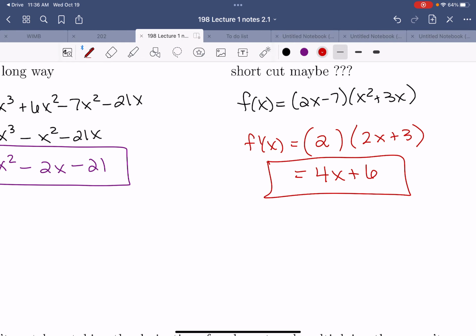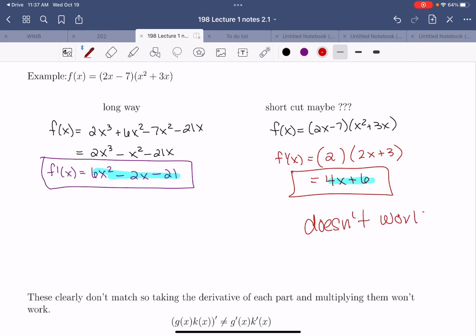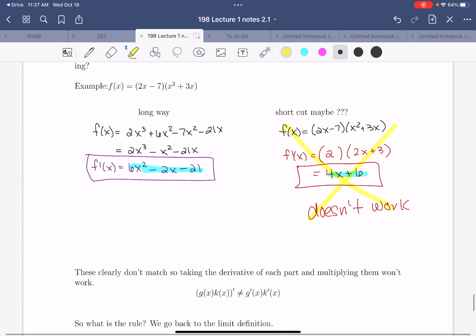Well, that would be great, except those two are definitely not the same. We know the one on the left has to be right, because we can always multiply it out and take the derivative. So what that means is that the idea of a shortcut rule doesn't work. This is a big no-go, so we don't want to do that. The question is, what do we want to do?